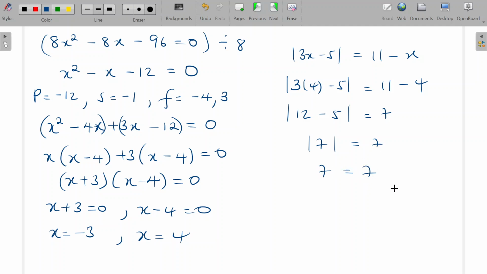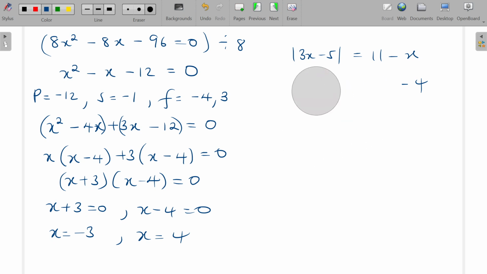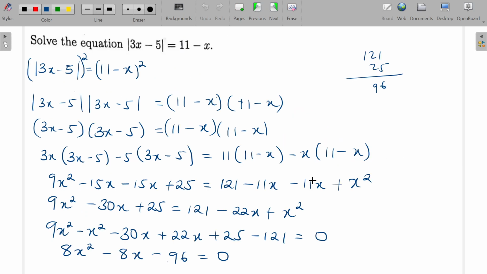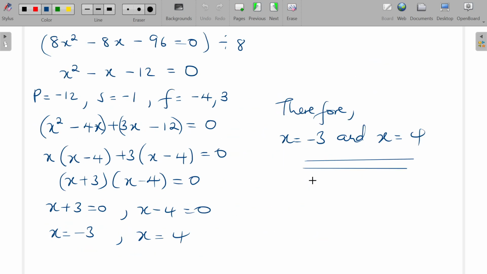So both of them are solutions. So you just say, therefore, x is equals to negative 3 and x is equals to 4. And you are done with the question. Okay, are we together?